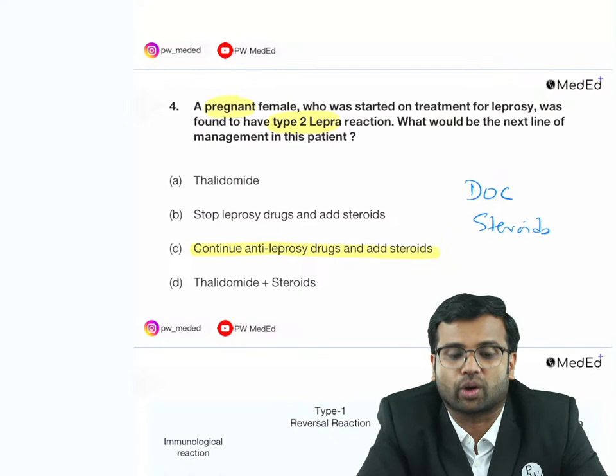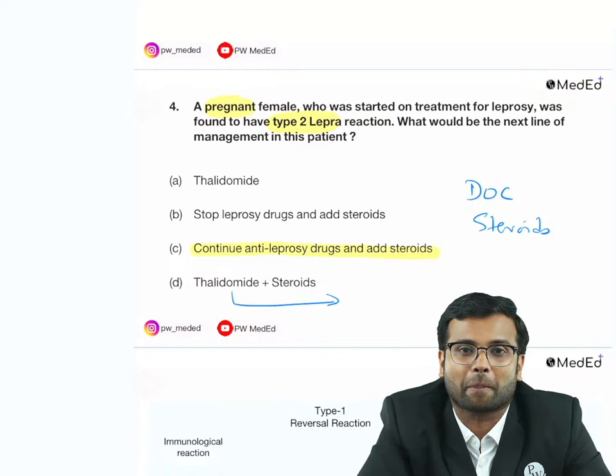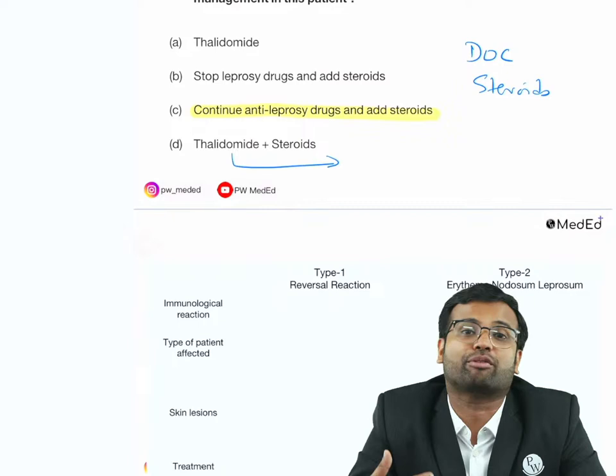Now what is the problem with thalidomide? Is it safe to be given in pregnancy, or is it a drug that we have to avoid in pregnancy? So obviously this is a drug which has teratogenicity.